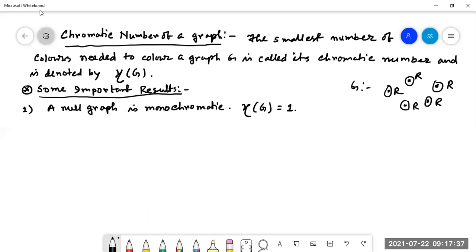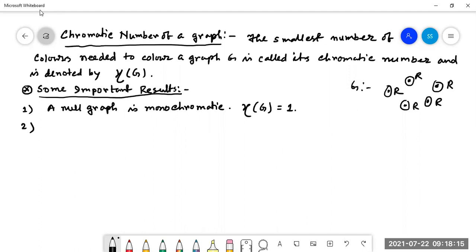Is it clear? What is a null graph and why is it monochromatic? As there are no edges, an edgeless graph is called the null graph, only vertices are here. So there is no question about adjacent vertices. Each and every vertex can be colored by the same color. So we require only one color to color the graph. So a null graph is monochromatic. So chi G equals 1 for a null graph.